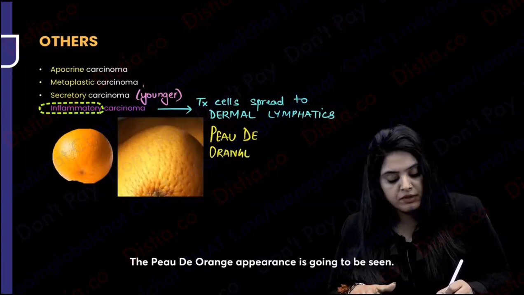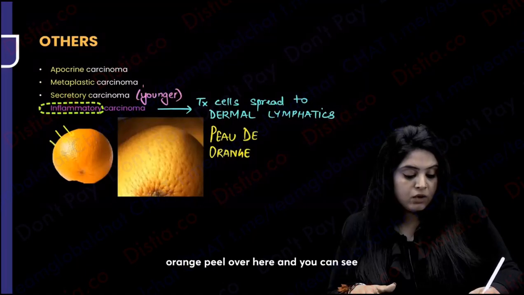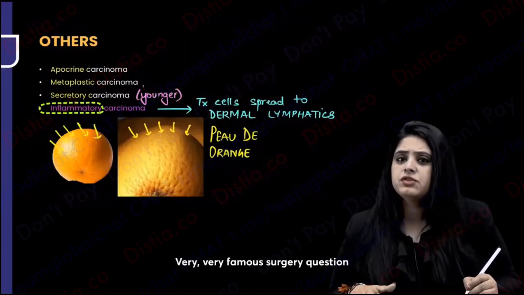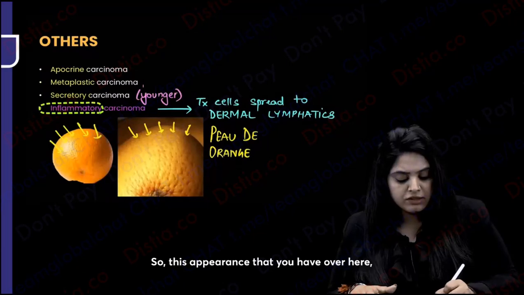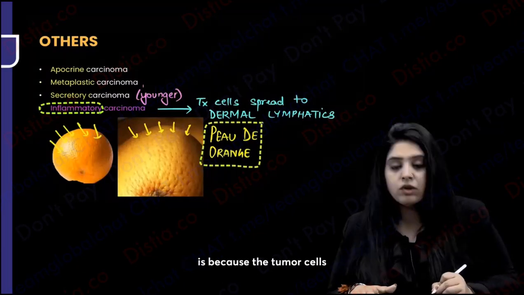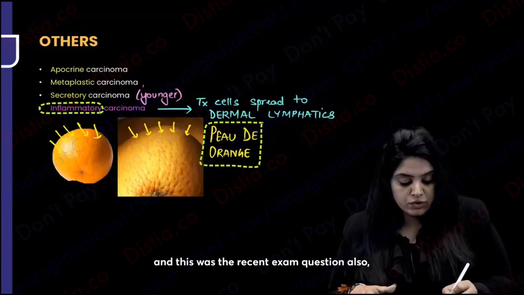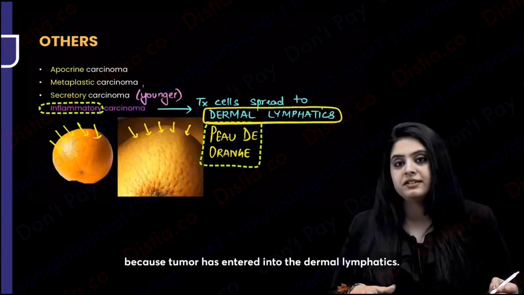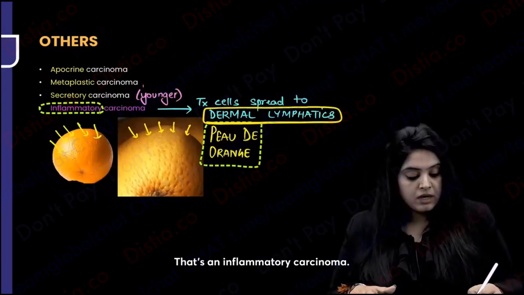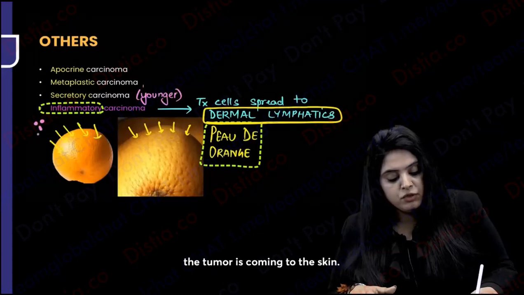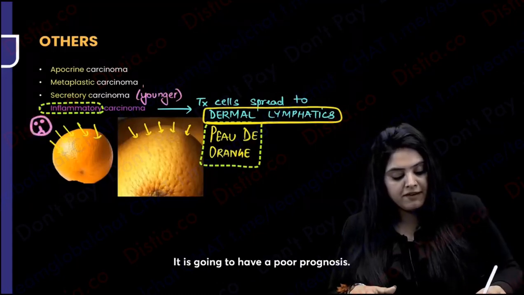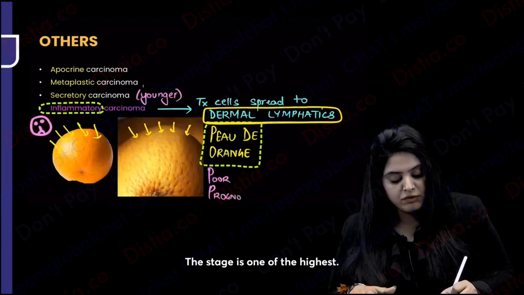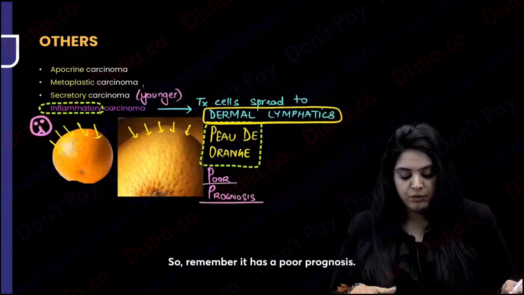The peau d'orange appearance is going to be seen. So you can very well see the orange peel over here, and you can see the skin having the similar appearance. Very, very famous surgery question and image, isn't it? This appearance is because the tumor cells have entered into the dermal lymphatics, and this was a recent exam question also. That's an inflammatory carcinoma. Of course, in terms of prognosis, the tumor is coming to the skin, so it is going to have a poor prognosis. The prognosis is one of the worst. The stage is one of the highest. So remember, it has a poor prognosis.